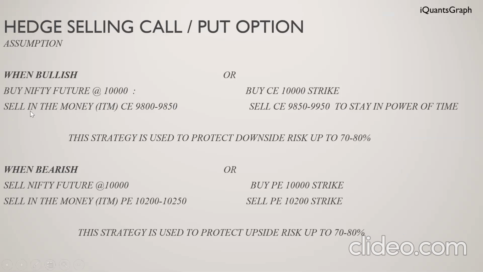In case you don't have much corpus or capital investment, then you can directly take this into an option strategy. Then you can buy the 10,000 strike call and sell the same call in the money, 9,850 to 9,950, so that at least you stay in the power of time. This strategy is used to protect downside risk by up to 70 to 80%, and we will see how it works now. In case you're bearish in futures, you can directly sell an in the money put, you can sell 10,200 or 10,250. Or if you have low capital, then you can buy the 10,000 strike put directly and sell the 10,200 strike put to protect your risk for the upside.